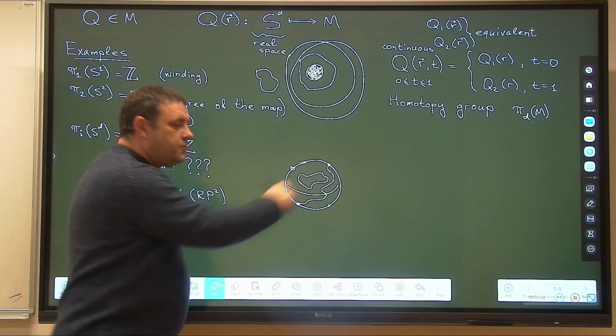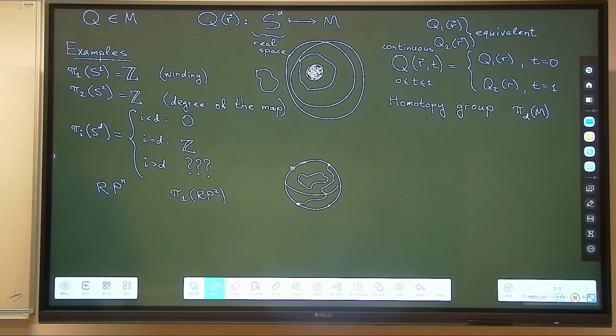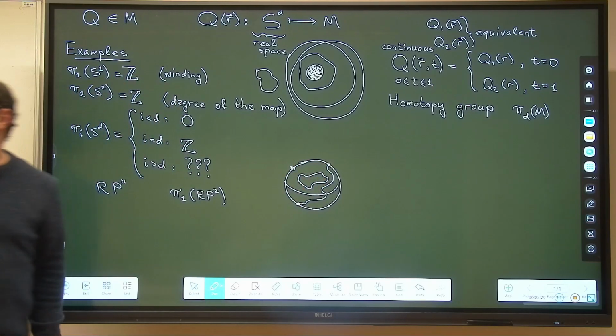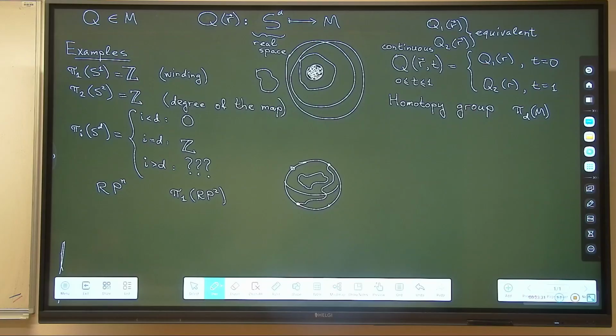And these 2 points are actually equivalent. It's the same point in the RP2. So this loop is also closed. It goes back to the same point where it started. But this loop cannot be contracted to a single point, because if you change it continuously, it can only go around the sphere, but cannot really collapse to a single point.